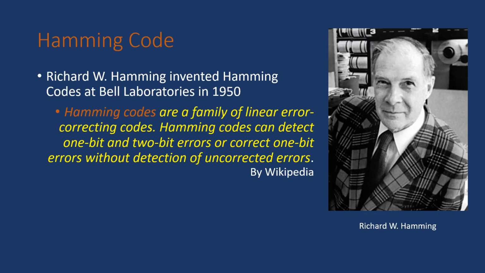Hamming code was invented by Richard Hamming in 1950 at the Bell Labs. The definition of the Hamming code in Wikipedia says, Hamming codes are a family of linear error correcting codes. Hamming codes can detect 1-bit and 2-bit errors or correct 1-bit errors without detection of uncorrected errors. Okay, this is Professor Richard Hamming.